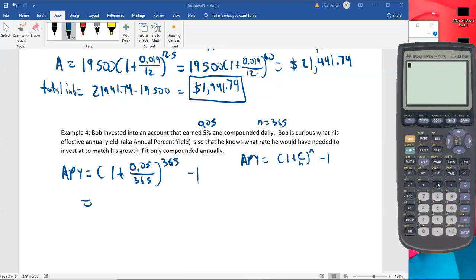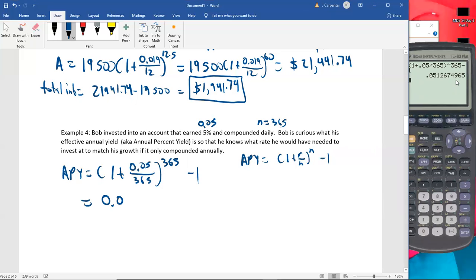All right. Parentheses, 1 plus 0.05 divided by 365. Close it, raise it to the 365. Now I mentioned if your calculator makes the exponent a little higher and a little smaller, you might have to hit the right arrow to get out of that. Mine, I don't. But if you get an answer that differs from mine, that's probably what happened.